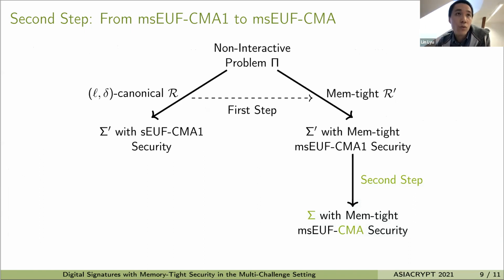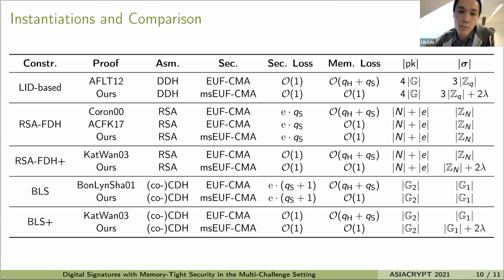To instantiate our approach, we only need to construct signature schemes with SUF-CMA1 security and show some canonical reduction R for such schemes. We are able to instantiate our approach and get concrete signature schemes with memory-tight MS-UF-CMA security. As you can see in this table, we get 3 fully tight signature schemes. By fully tight, we mean that they are tight in terms of memory, time, and advantage. The three of them are a lossy identification-based digital signature scheme, a variant of the RSA full domain hash scheme, and a variant of the Boneh-Lynn-Shacham scheme. The cost to achieve full tightness is a 2 lambda expansion in the signature size.